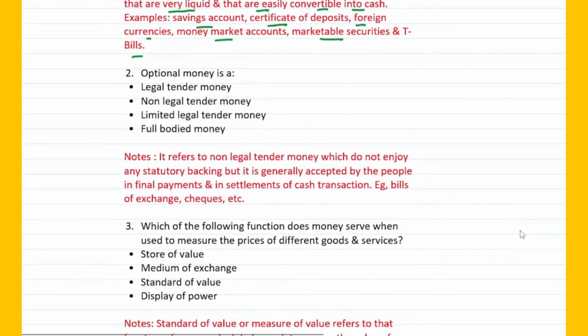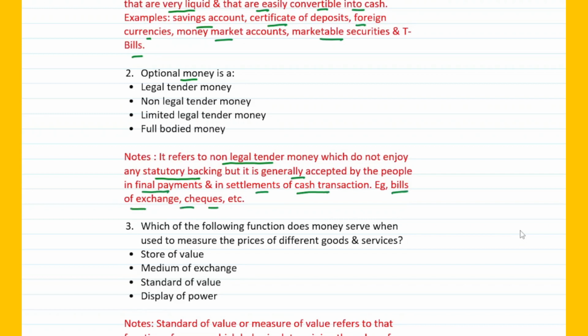What is optional money? Let's look at the definition of optional money. Optional money refers to non-legal tender, right? It is not a legal tender, right? Money which does not enjoy any statutory backing, or what you call a regulatory backing, but it is generally accepted by the people in final payments and in settlements of cash transactions, right? For example, bills of exchange, checks, etc., right?